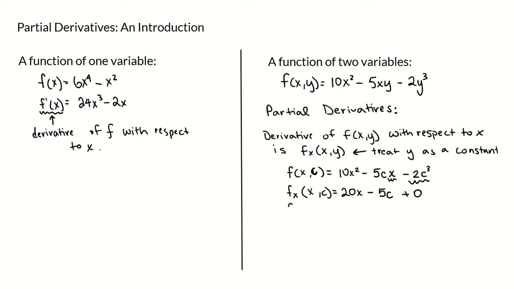And I'm going to replace the constant with y again. So f sub x of x y would be 20x minus 5y, where we found that just by treating our variable y as a constant. Okay, so that's our derivative of f of x y with respect to x.